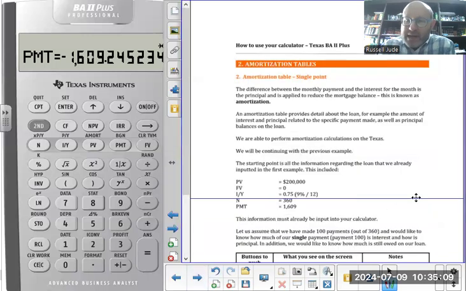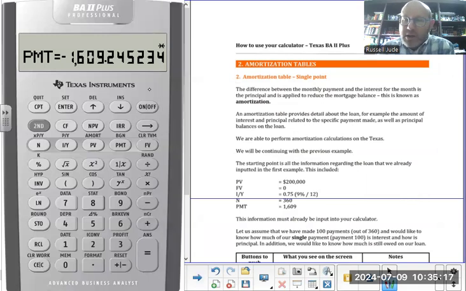So everyone comfortable thus far? We have got the payment on our particular loan. $1,609 is the payment that we make on our loan: $200,000 initial loan, 360 months, and 0.75% interest per month. Now I'm going to do amortization tables together with you, and we're going to look at amortization tables from 2 points of view.